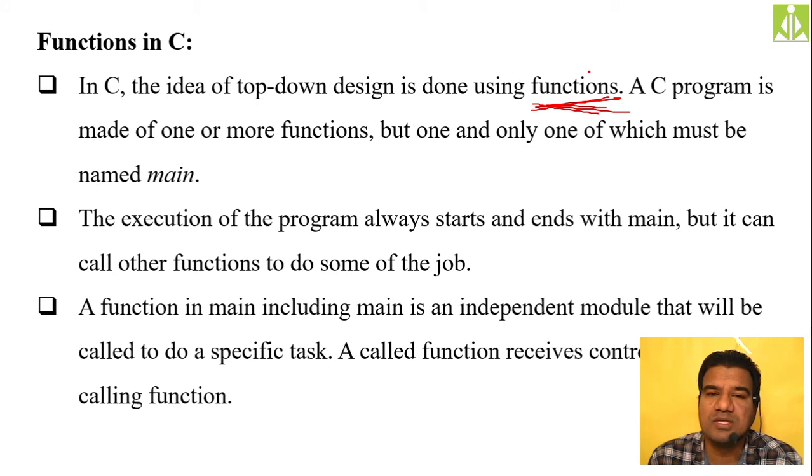A C program is made up of one or more functions. It is not new to us. Already we have used many functions, like printf, it is a function, and scanf, it is also a function. Unknowingly we used many different functions. But one and only one function must be the main function. Remember this one, because the main function is the complex problem. Main function is nothing but your complex problem. So only one main is allowed in any C program. We cannot put more than one main within the same single program.